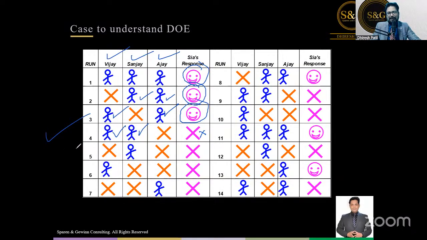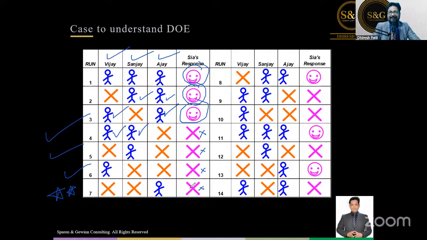Then the experiment continues. Only Sanjay was there. She doesn't smile. Only Vijay was there, her neighbor, but still she doesn't smile. Now this is a twist in the tale. Look at this. Run number 7, only Ajay was there. Still she didn't smile. Wow, there has to be a twist in the tail, right?